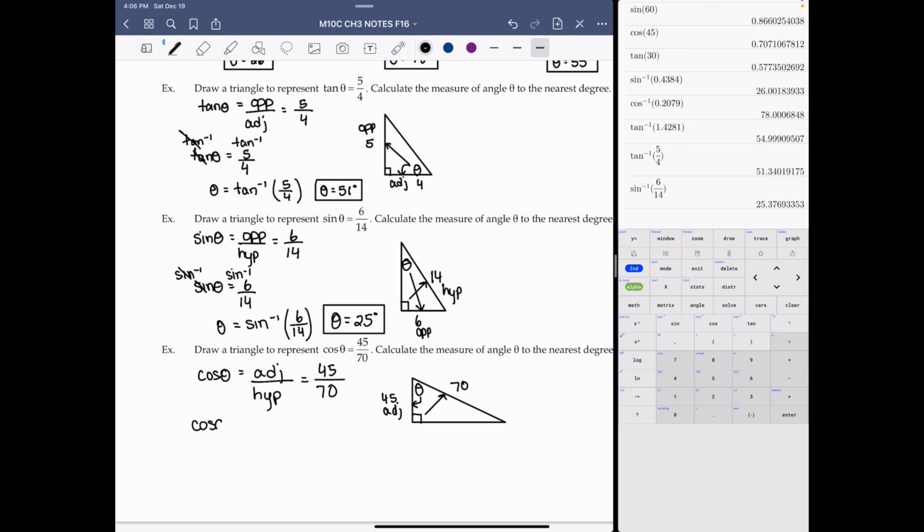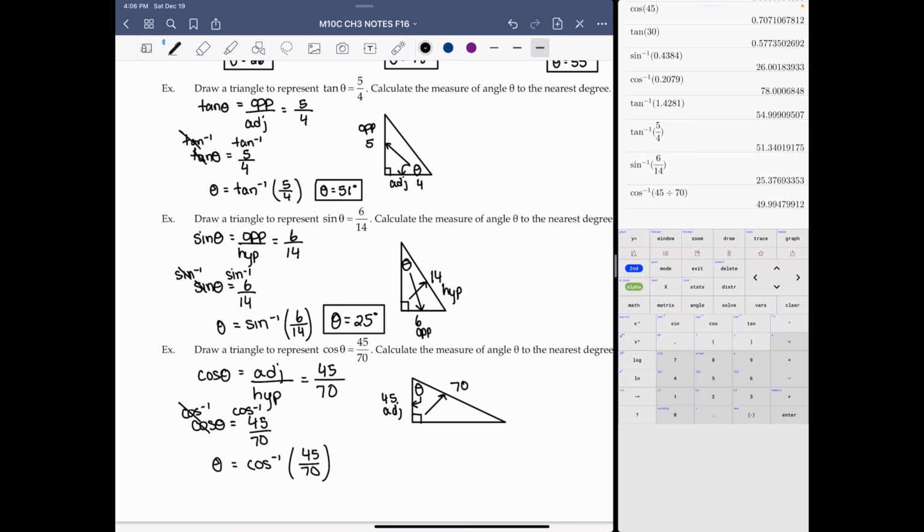I have cos theta equals 45 over 70. We want to move the cos theta over, so do the inverse to each side, cos inverse. Cos inverse and cos cancel each other out. We get theta equals cos inverse brackets 45 over 70. Calculate that. Second cos brackets 45. This time I'll just divide. You can use the fraction if you have it. If you can't, then you enter it this way. 45 divided by 70 inside the brackets. Calculate that. 49.99, which would round to theta equals 50 degrees.